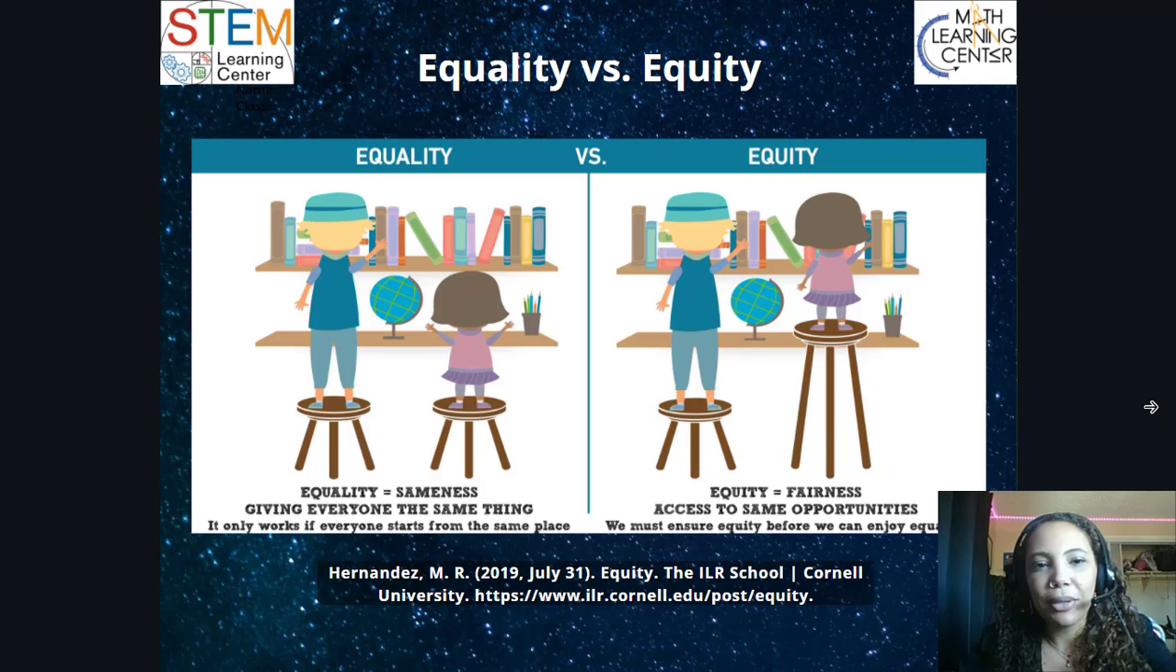So getting right into it, we're going to focus on equality versus equity. Equality is sameness. It's when everyone has the same thing, but that only works if everyone starts from the same place. Equity is fairness, so access to all the same opportunities, whatever it means to get that person to be at the same starting point as everyone else. And before we can really enjoy equality, we need to ensure equity, which means making sure that everyone is able to start from the same place.